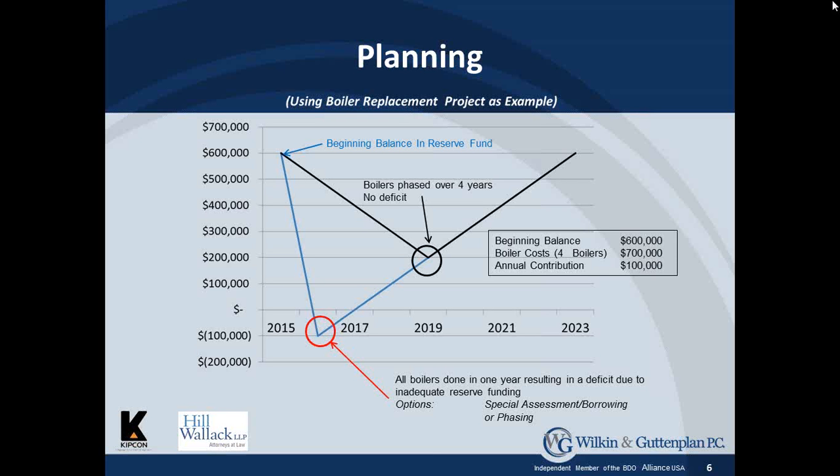So it's very important that when you look at a project and doing it, whether it's boilers, paving, roofing, if you have a number of buildings, that you look at doing it over a phased period of time rather than all at once, because it could help you with your funding. And again, it may not actually all need to be done at once because the reserve study says that.